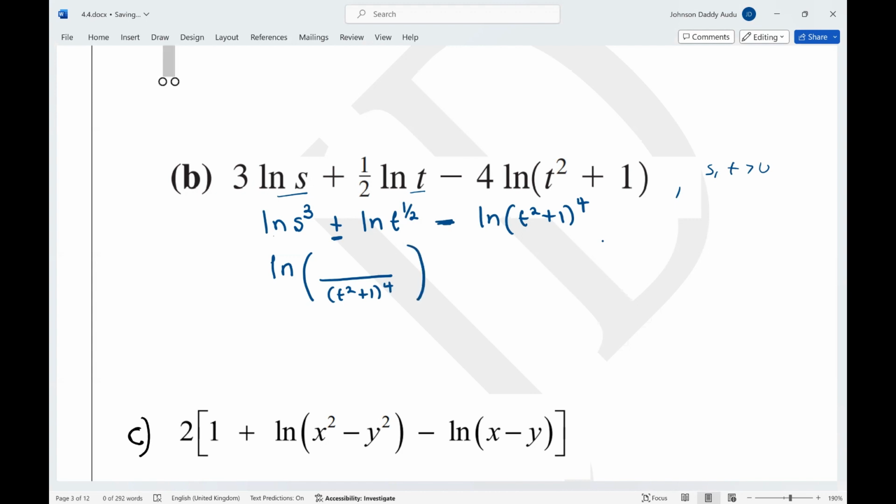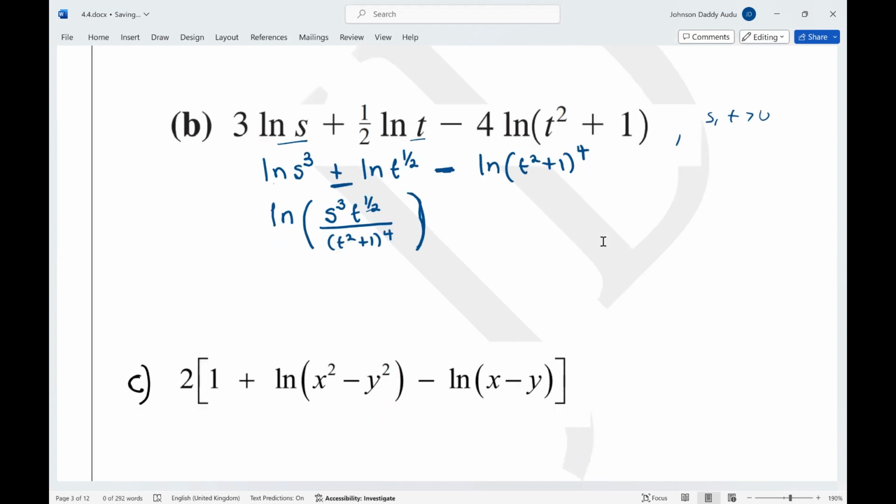Then here we have addition. Addition becomes multiplication. So this is s to power 3, then t half, right? And we're done. So here, what have we done? We have combined these 3 terms to just become 1 term. Here, because of the minus, it goes to become division. And here, because of the addition, it becomes what? Multiplication. And we're done. Okay.